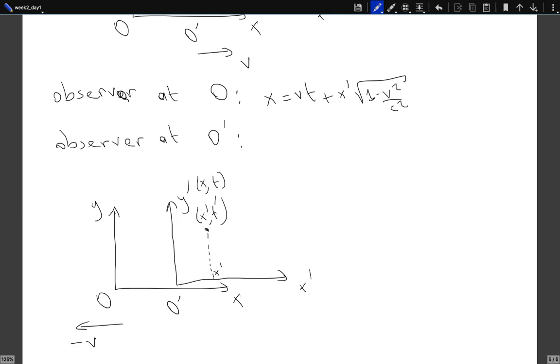This is moving with a speed minus v. He knows that this point is at a distance minus vt in the opposite direction. He knows that observer O had measured this distance to be x, but he will see that the distance is contracted. So it will be minus vt plus x times the square root of 1 minus v squared over c squared.